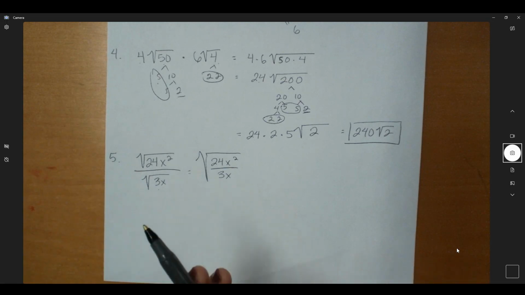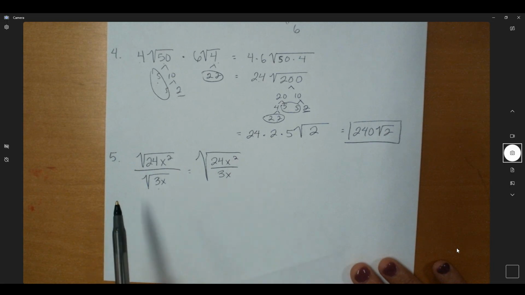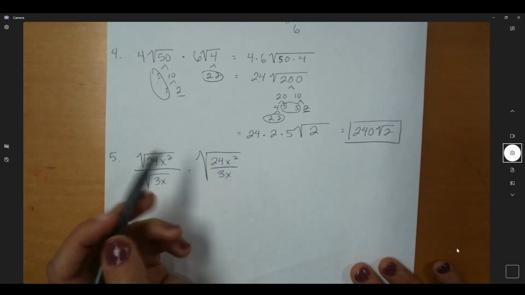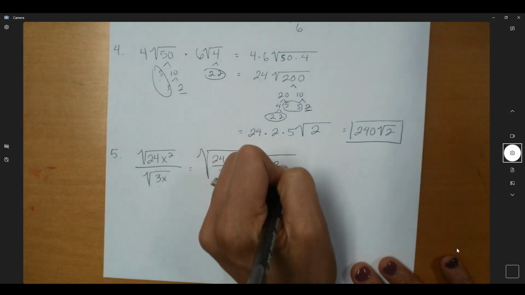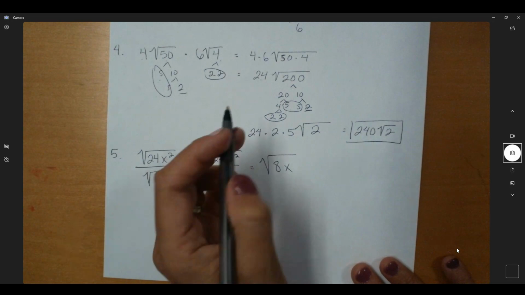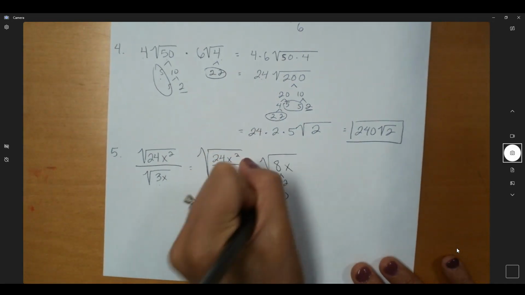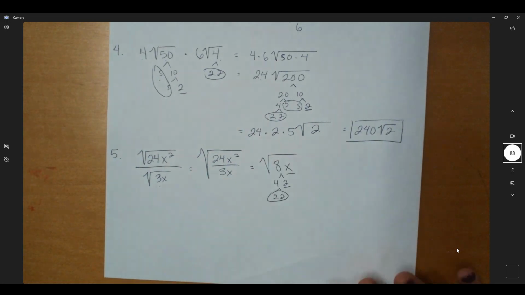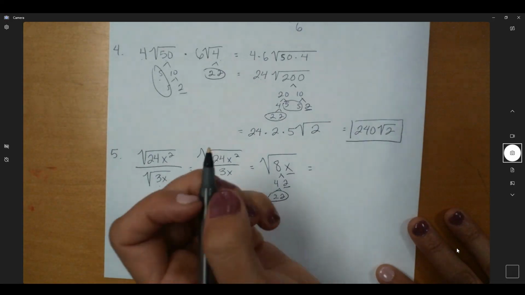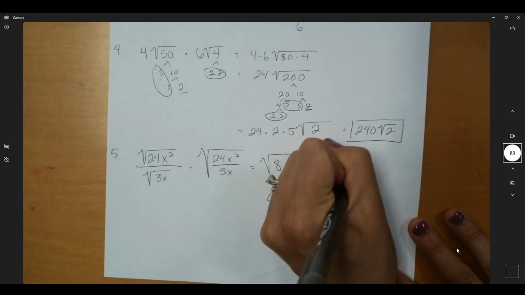And then we can simplify the x's here. So there will be one leftover x on the top. And then we can simplify the 24 divided by 3 as well. So that reduces to 8x. And then you would do the tree again. So this would be 4 times 2, 2 times 2. So we have a pair of 2's, a leftover 2, and then a leftover x. So when you write your final answer here, that would be 2, and then on the inside would be 2x.